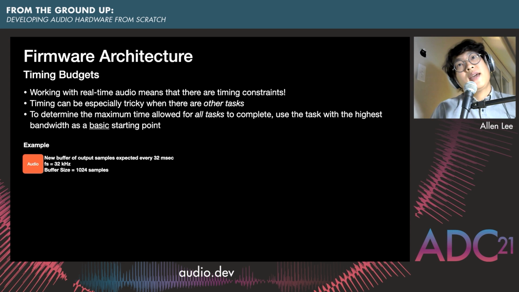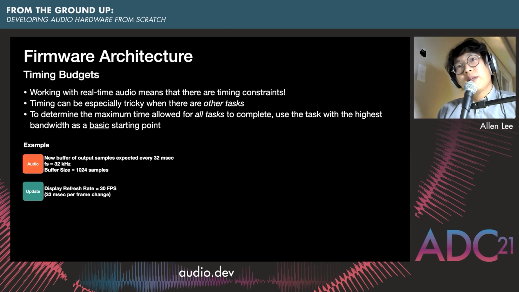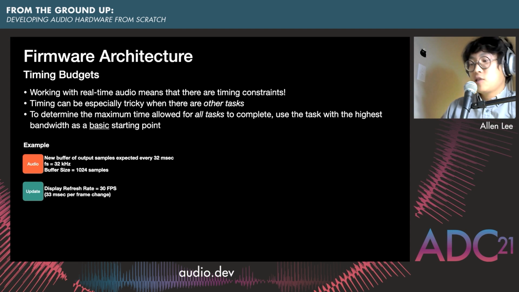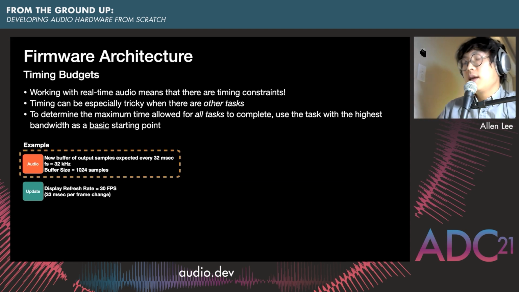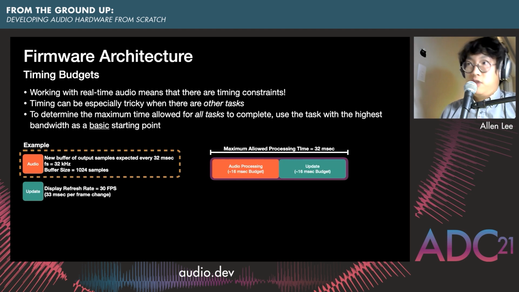So in the audio case, a new buffer of output samples is expected every 32 milliseconds. And in the display update case, we refresh the display every 33 milliseconds. And so audio has the higher bandwidth. And so what I do is I have a maximum time that all tasks must finish by. In this case, I have a 50-50 ratio, but you can actually have any ratio as long as all of those tasks finish within the prescribed time.